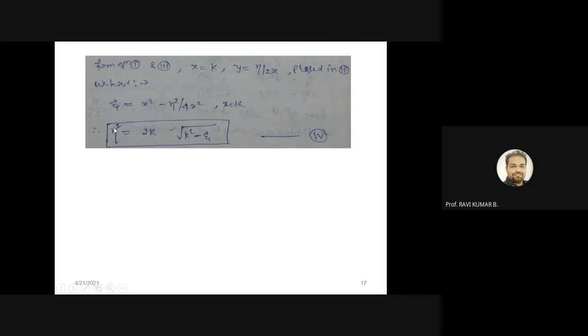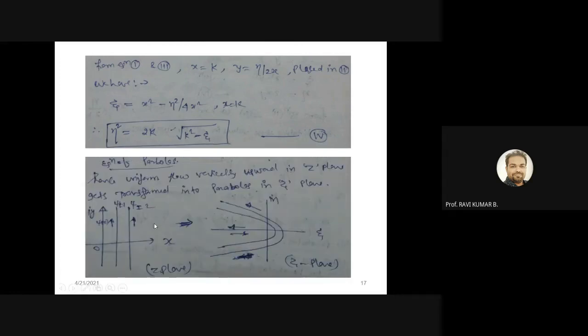From here, we can write eta square is equal to 2k under root k square minus xi. You got this equation. This is again the equation of a parabola. So we can say the uniform flow vertically upward in the z plane gets transformed into a parabola in the zeta plane. But this time the vertex will be on the positive xi axis. So we can draw like this.